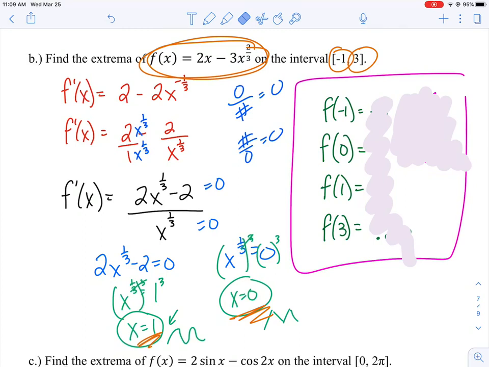I'm going to plug all of those numbers into my original function and see where I'm at, what my y values are. So pause the video, plug in -1, plug in 0, plug in 1, plug in 3 to the original function and see what you get for your y values. See if they match my answers. I ended up getting -5, 0, -1, and -2.40. Did you get the same thing as me?